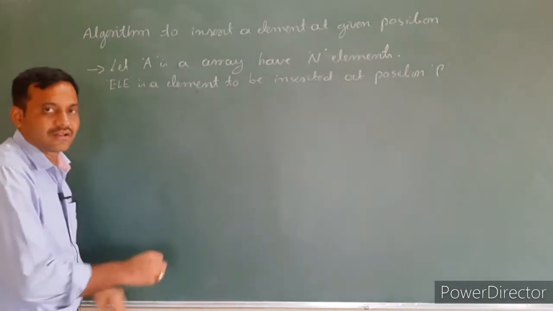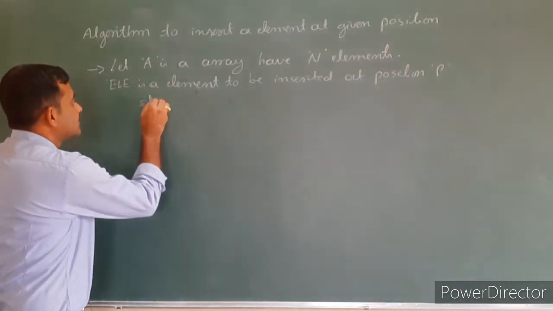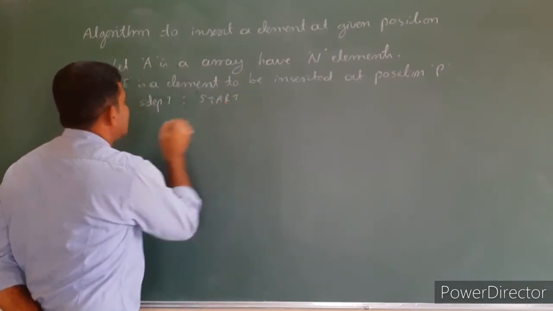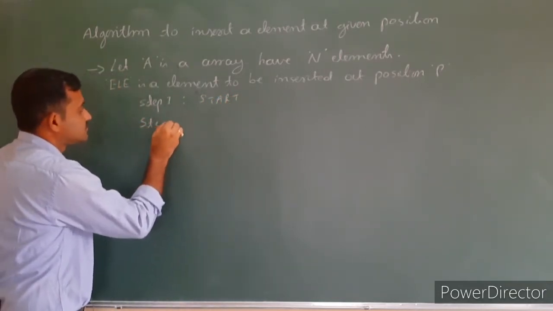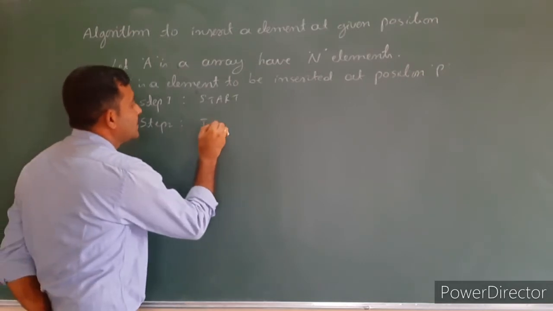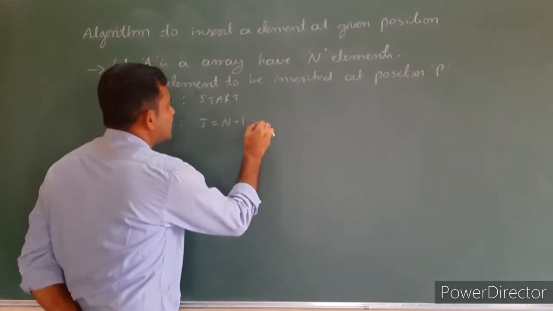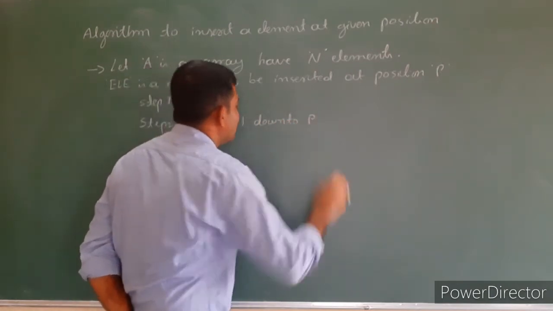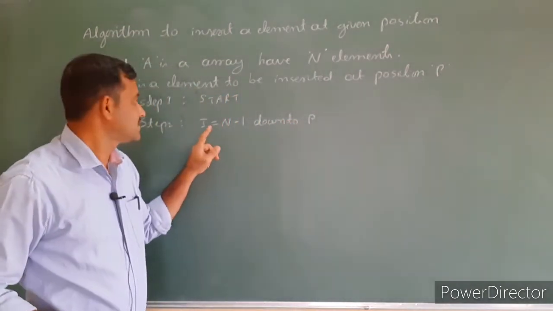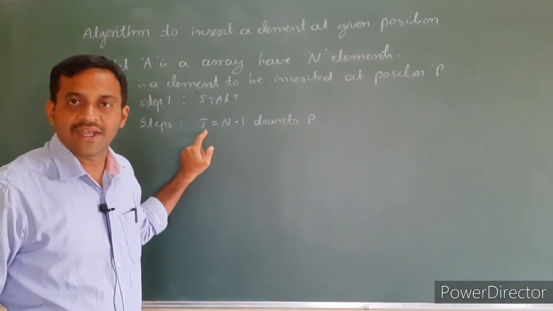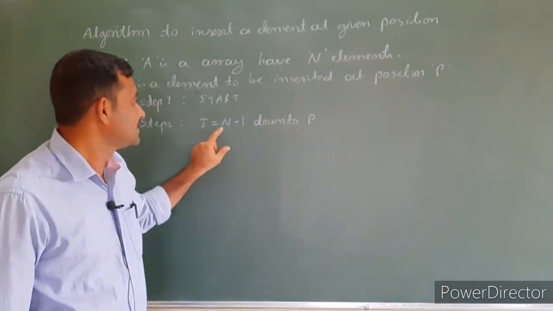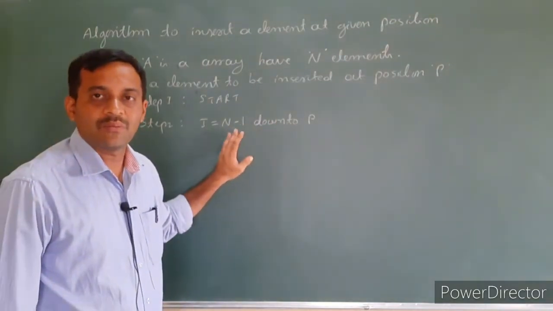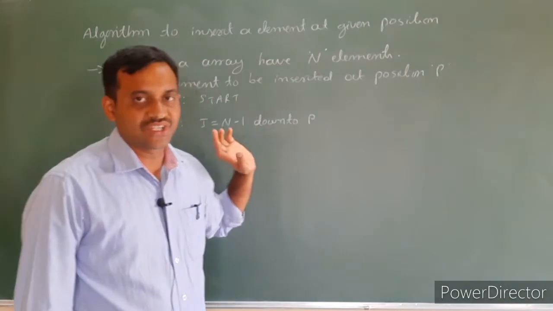Let's start the algorithm. Step 1: Start. Step 2: I equals n minus 1 down to P. See here, we have to initialize the variable I. It is an index value. I represents the index value. It is assigned n minus 1 down to P. We have to move from n minus 1 to P position.